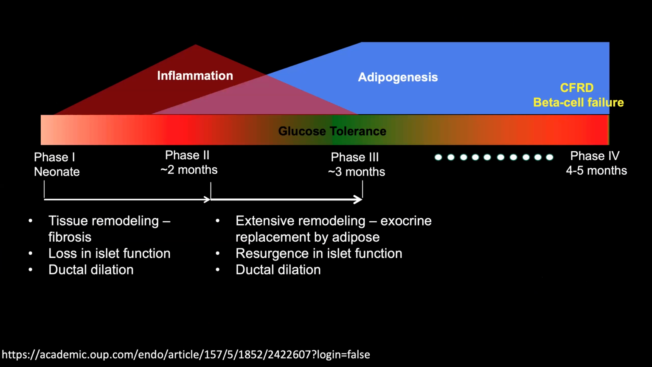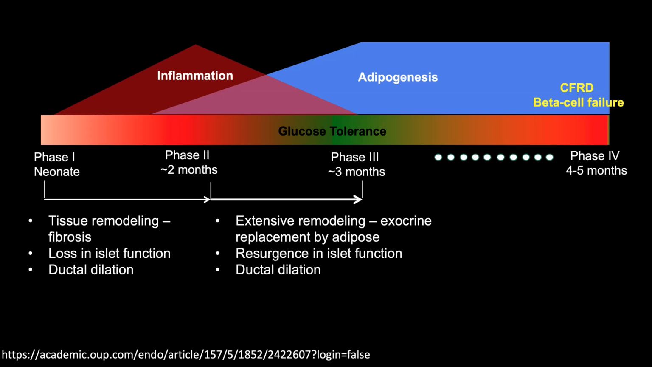Now, in addition to age-related changes in glycemic tolerance, local inflammation and adipogenesis were analyzed. Inflammation peaked during the period of glycemic crisis and decreased by 3 months, but adipogenesis and fibrosis peaked at 3 months and remained high. At 5 months of age, CFTR knockout ferrets developed cystic fibrosis-related diabetes as a result of beta cell failure. A similar transient recovery from abnormal glucose tolerance is observed in CF patients between 5 to 10 years of age.